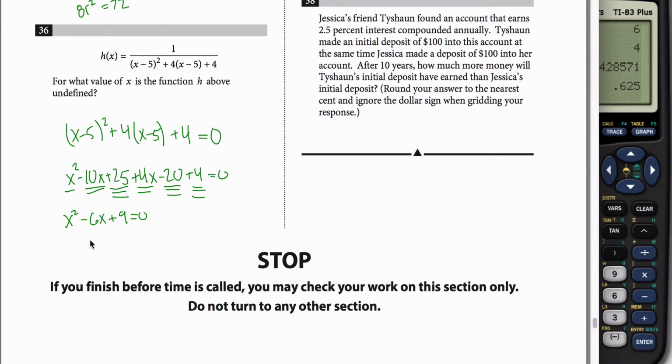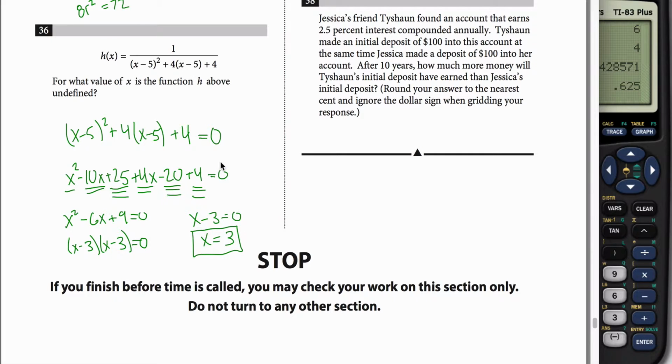And now if I factor this, this factors as x minus 3 times x minus 3. I can say my solutions will happen when this x minus 3 equals 0 or this x minus 3 equals 0. In other words, when x minus 3 equals 0, or when x equals 3. If x equals 3, then the denominator equals 0, so this thing is undefined.